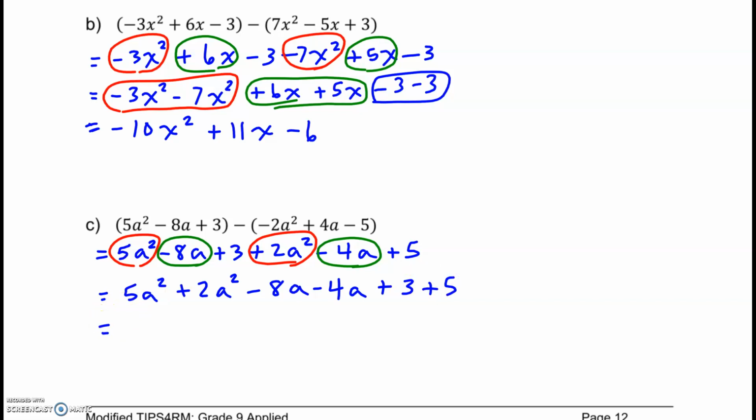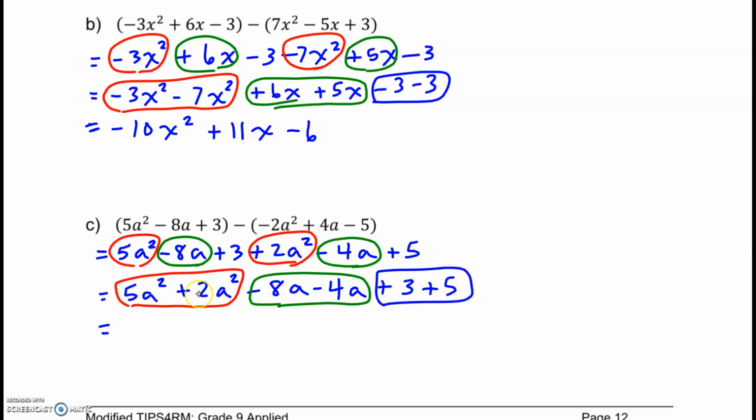All right, let's put those a squares together and we'll get an answer for that. Then we'll put our, remember, get that sign in front, put our a's together, and then lastly we have our constants we'll put together. So 3 answers. 5 plus 2 is 7a squared. Negative 8 minus 4 is a negative 12a. And 3 plus 5 gives us a positive 8. And there's our final answer.